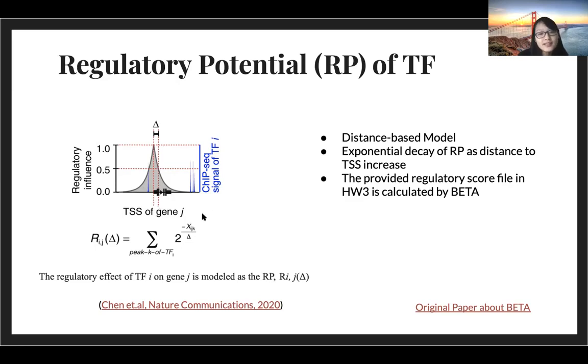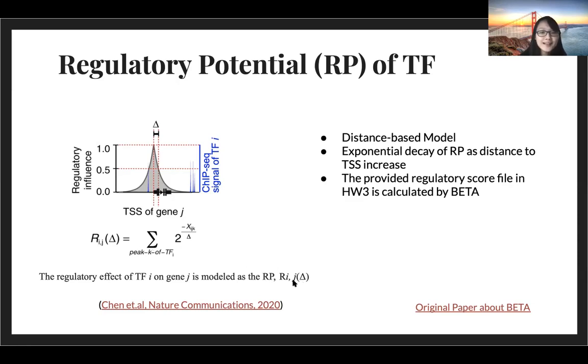As x increases, we can imagine it's like an exponential decay on both sides. That's why in lecture Shirley said it's like an exponential decay of your RP score as you go further from the TSS. And this is only for one peak i, one TF i, on one gene j.